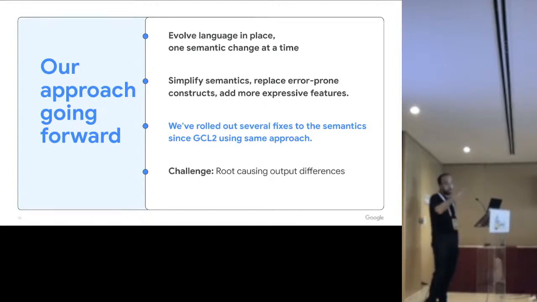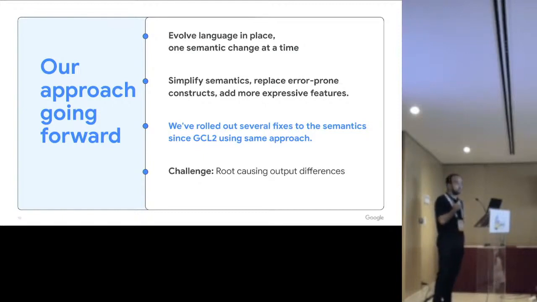From what we call GCL1 to GCL2, there were a number of differences all baked together for reasons. Now that we have a better platform to make changes on, we're doing it one change at a time, one bug fix at a time. We're focusing on simplifying the semantics of things that users find error prone, things that are easy to make mistakes with, like dynamic scoping, and adding constructs and other replacements that are easier to use. And we've used these techniques to roll out several changes in the last couple of years already. So it's actually worked out.